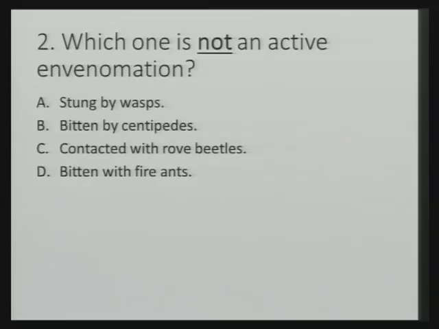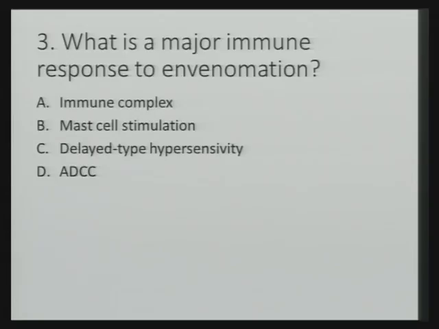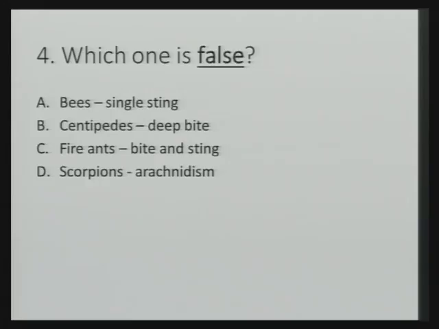Stung, bitten, okay? What is the major immune response to envenomation? It's type 2, right? Oh, sorry, type 1. So it's mast cell stimulation, right? This is type 4. This is type 3. What is ADCC? Against what? Normally something huge, like a human. Okay. Which one is false? Bees have a single sting. Centipedes cause a deep bite, right? And fire ants could bite and sting you at the same time.